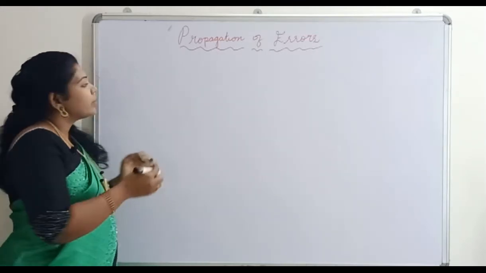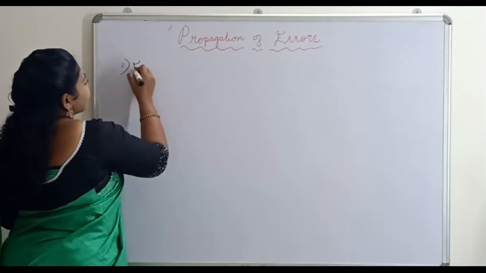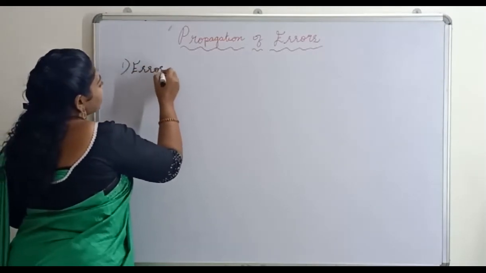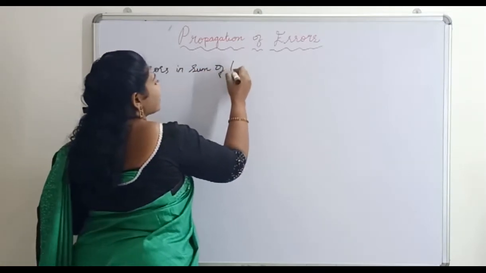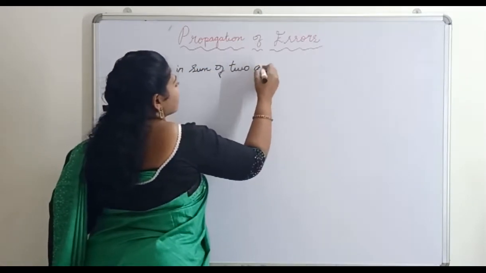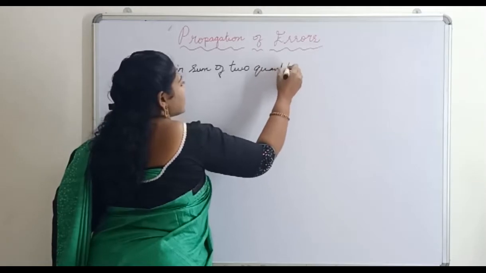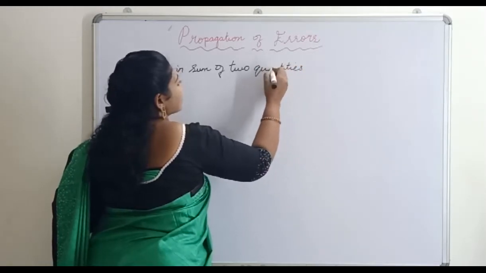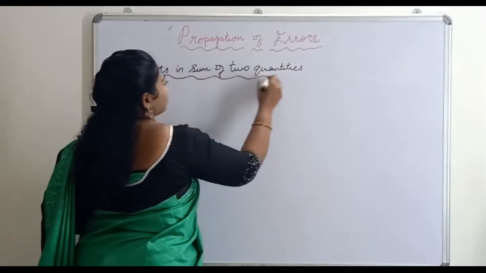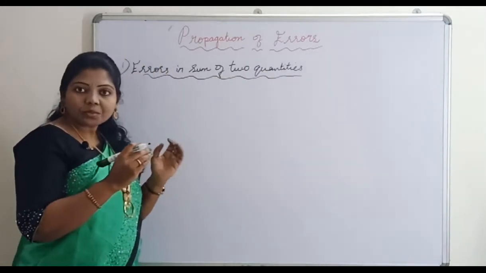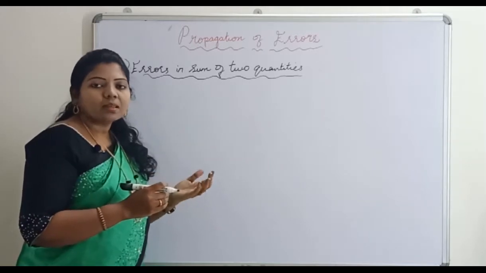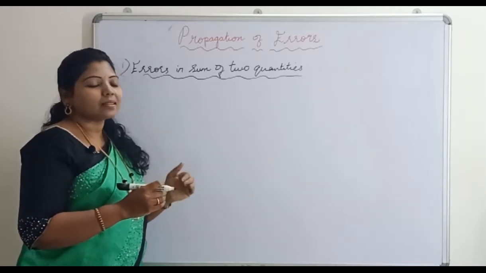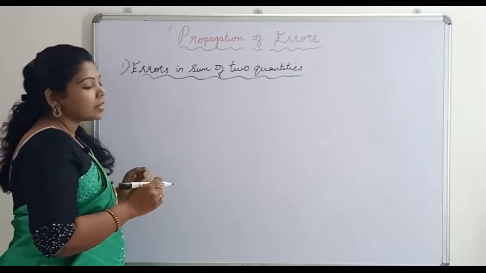Okay, so first we are going to see about errors in the sum of two quantities. When you add two quantities, and if those two quantities have some errors, how it affects the final result, that's what we are going to see.